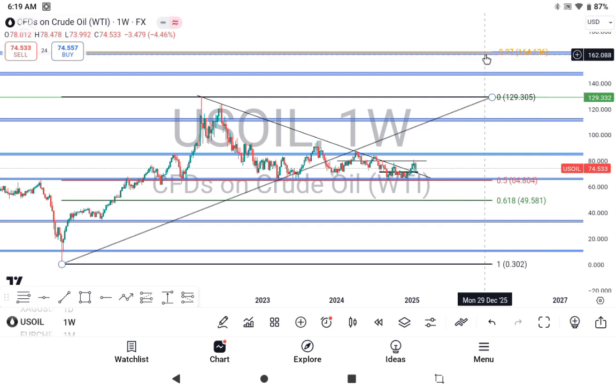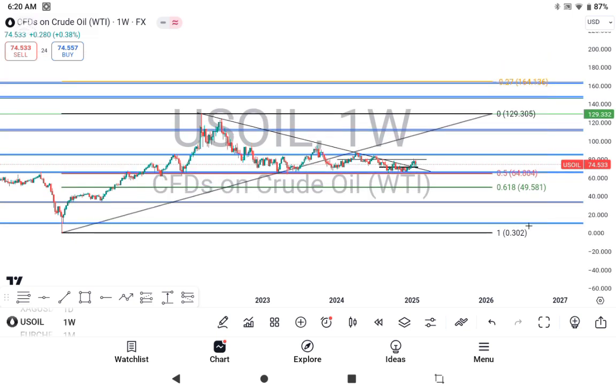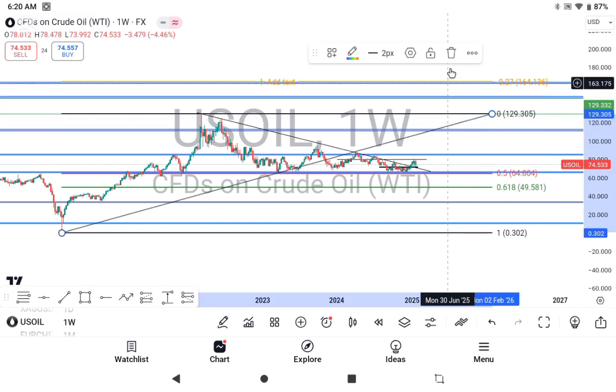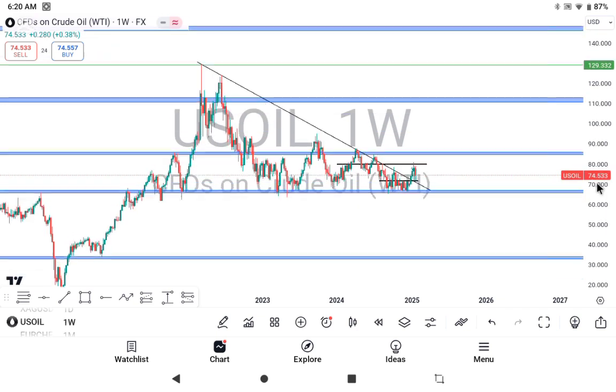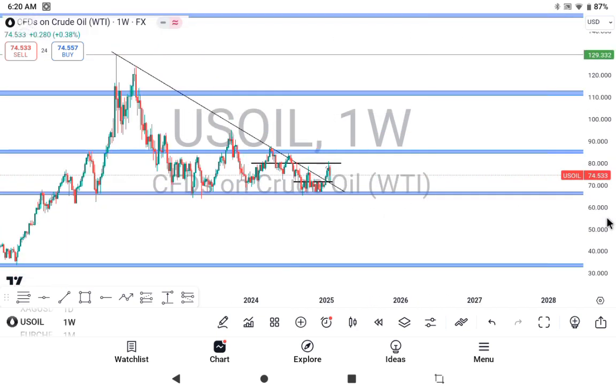We have done that from the higher time frame. We have seen what we need to see. I have been calling US oil to the upside based on what I have seen on the weekly time frame, on the higher time frame. So now let me scale down to the various time frames to see in detail.